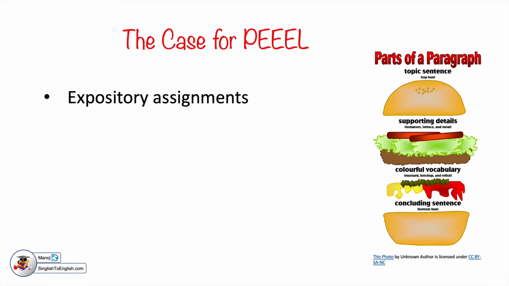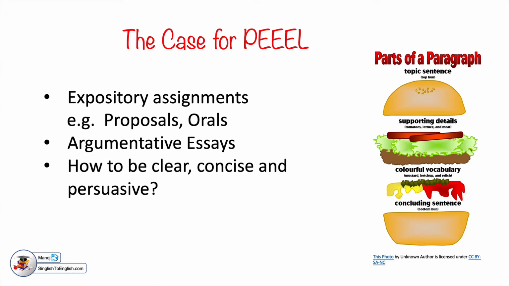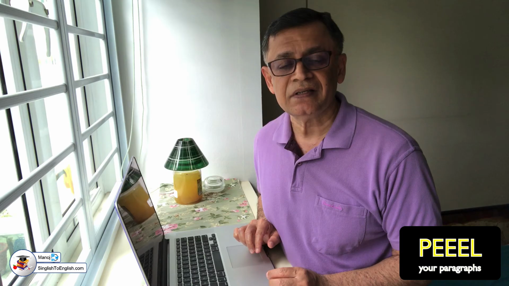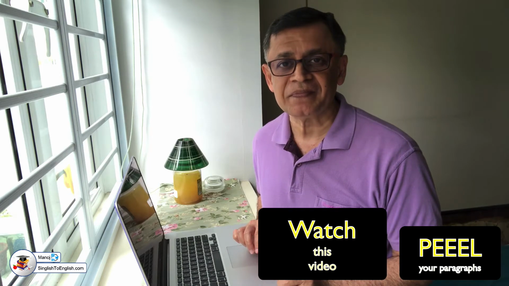For expository assignments like proposals, orals and argumentative essays, how do we skillfully get our points across to the audience in a concise and persuasive way so they clearly understand and are compelled to support us by the time they finish consuming our content? The answer is with a checklist called PEEL. How do we apply this? Keep watching to find out.